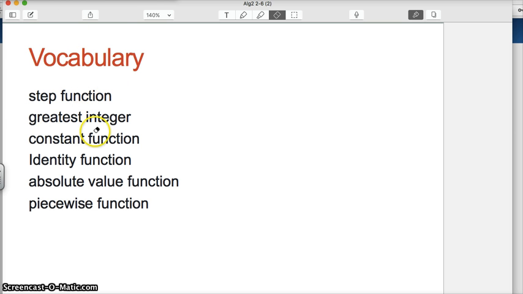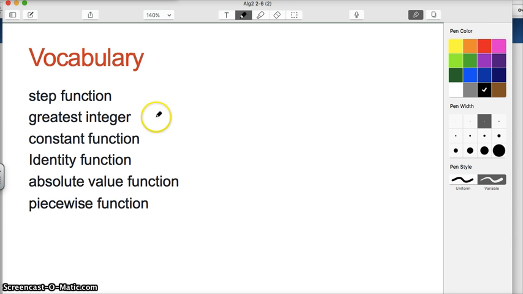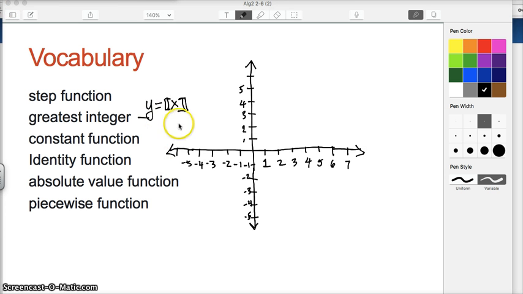The next thing we need to talk about is the greatest integer function, which happens to be a step function. The greatest integer function is often written like this: y is equal to double brackets around the x. Sometimes it's called a floor function. Also, because we know function notation is what it is, sometimes the greatest integer function can be written as f of x is equal to this thing. This is like the parent graph of all greatest integer functions.